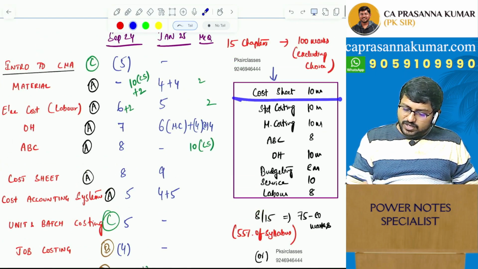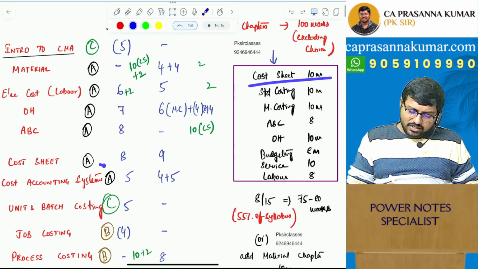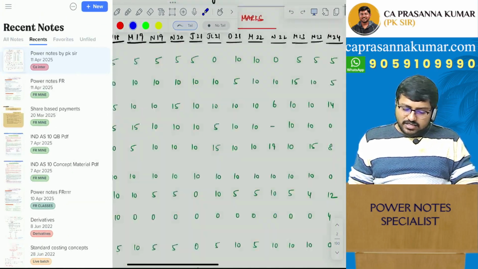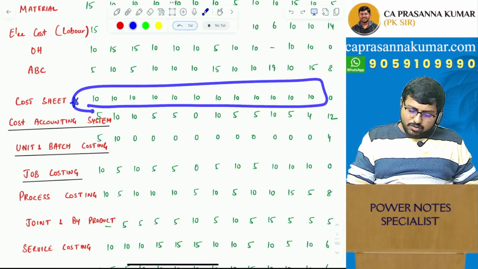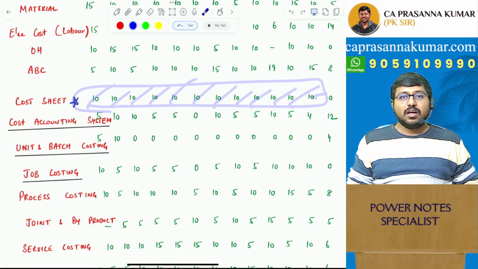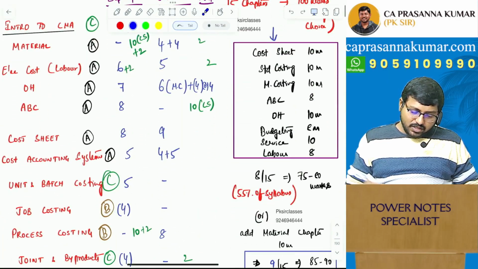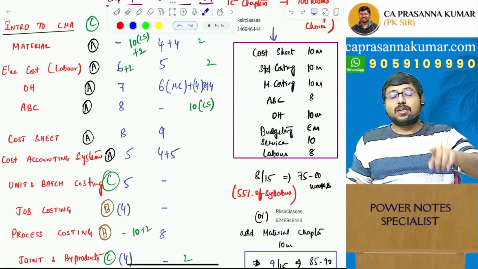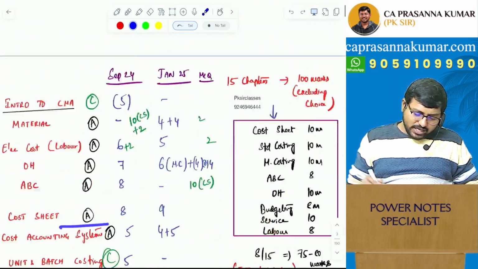That's why the first chapter that I've written here is cost sheet. And I've given it 10 marks just because in the last two attempts it has come 8 and 9. That doesn't mean that it's not going to come on an average for 10 marks, right? Because earlier, you see, literally 12 attempts, 10 marks, right? Anyways, moving on. So the most important chapter in your entire syllabus from a risk reward perspective is cost sheet. And of course, it belongs to A category, so it's compulsory.